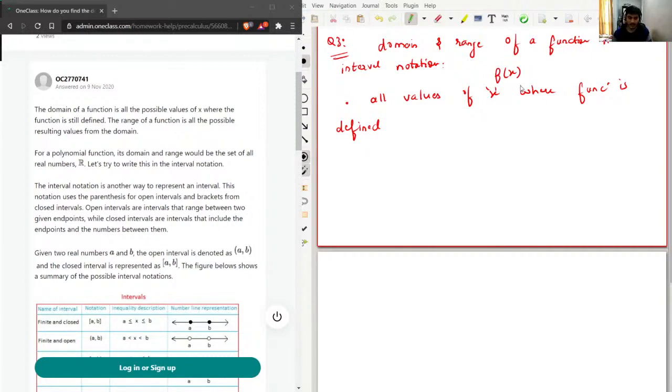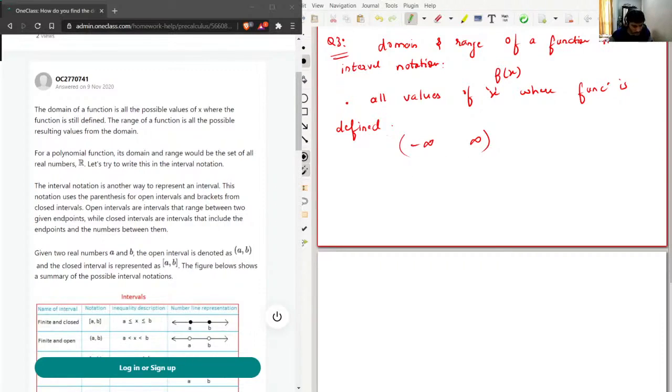But remember one thing, the function is of x only in this case. If we have a function of y, then obviously we'll be writing y here instead of x. And we find the range for a polynomial function. Its domain and range would be the set of all real numbers, so it is going to be from minus infinity to plus infinity. But we check with the function at what points there is a breakage, for what values of x the function is not defined, then we exclude those values from the range of real numbers.